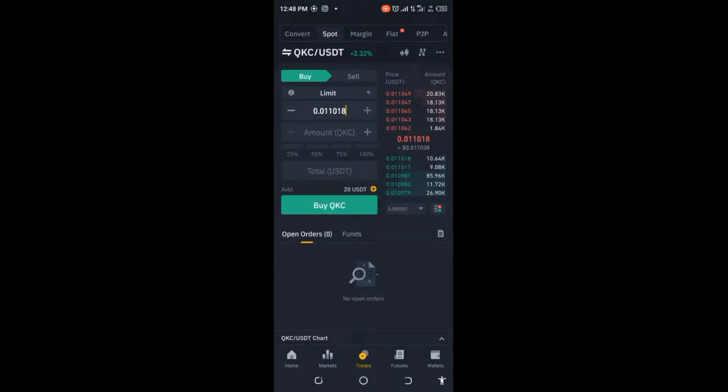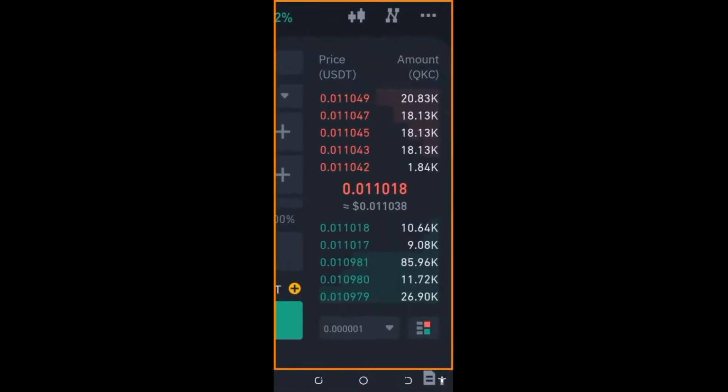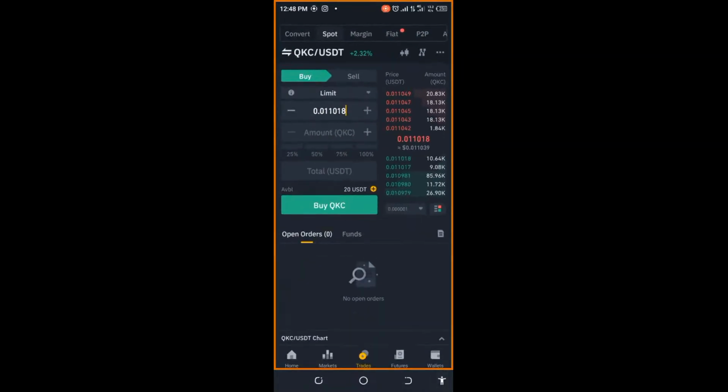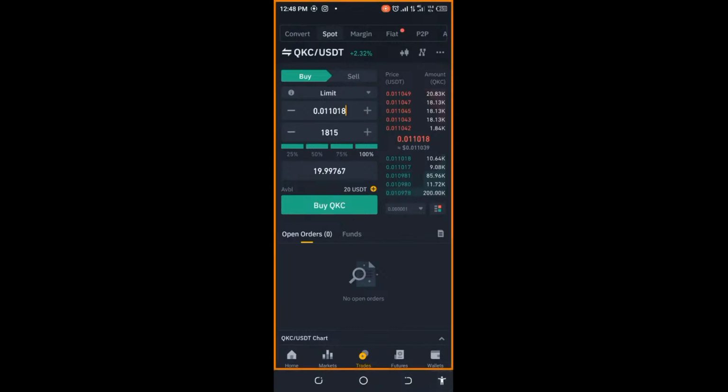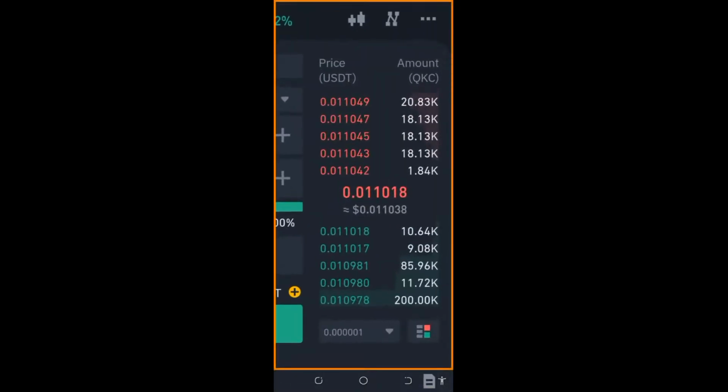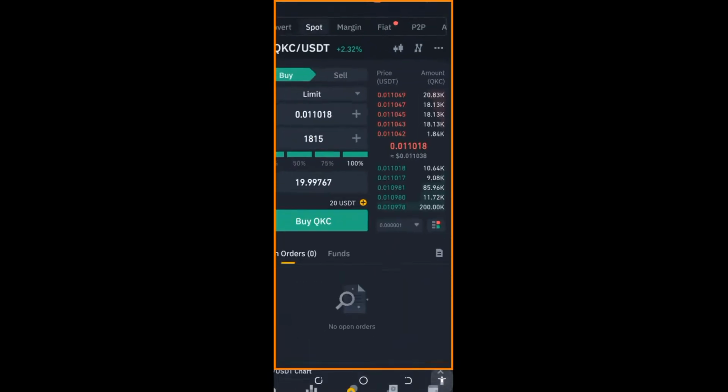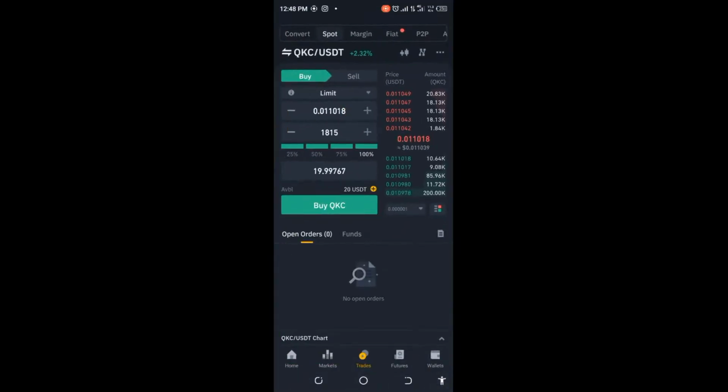Let's see. Now, before you go ahead, I want to show you something here. So what we want to buy is 1,000. Let me check that again. What we want to buy is 1,815. So now let's take a look at this. Now, if you see here, we have 1,840, which is still okay. So it's still on the amount that we want to buy. But now, because we want to get it sold immediately, we want to get it bought immediately.